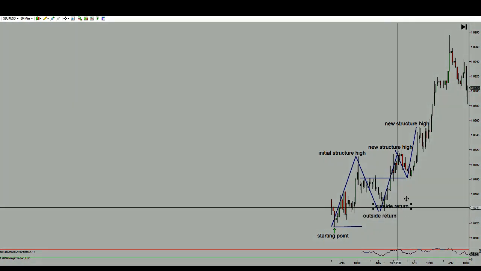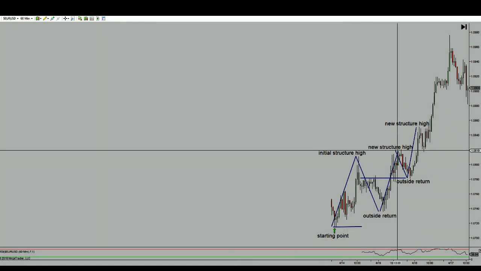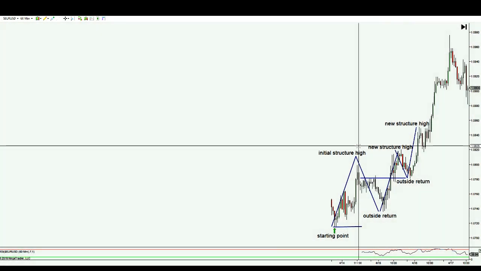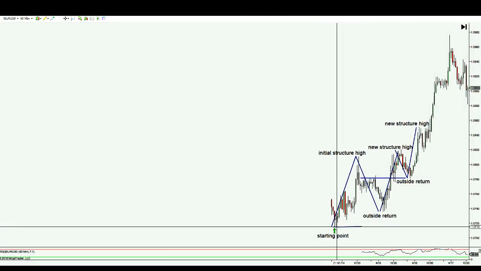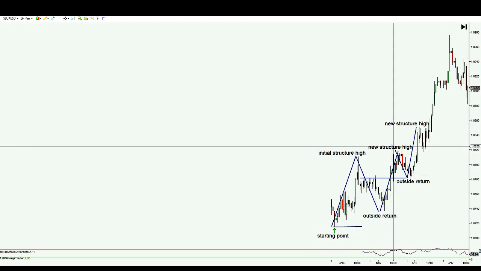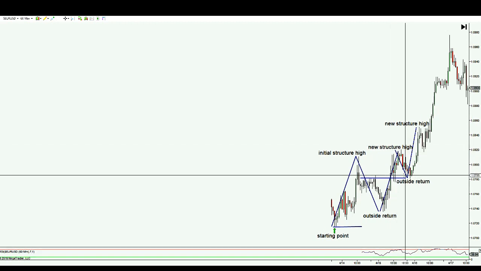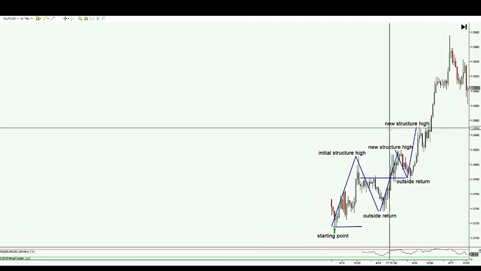Copy and paste that. Okay, we are now in a bullish trend. We've got our starting point, initial structure high, our outside return, our new structure high, and then the outside return and the new structure high. So we can confirm that this is a bullish trend.